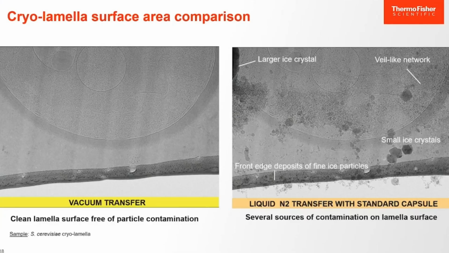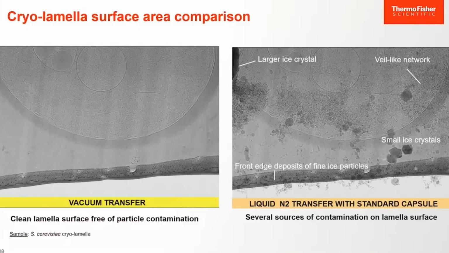are significantly better. As you can see on this slide, on the right side, you see something that could happen if you use the standard capsule. There's quite often contamination inside the liquid nitrogen itself, but there can also be contamination, of course, from water in the air, and that then gets condensed onto the liquid nitrogen and onto the lamella. So small crystals, big crystals, ice network type of structures, all things that you don't want to have in your precious lamella, obviously.